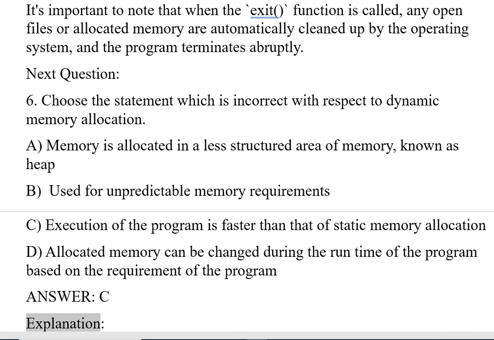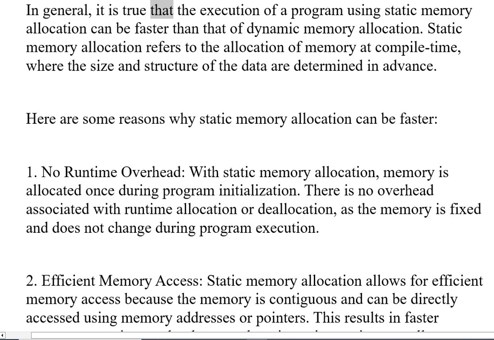Explanation. In general, it is true that the execution of a program using static memory allocation can be faster than that of dynamic memory allocation. Static memory allocation refers to the allocation of memory at compile time, where the size and structure of the data are determined in advance. Here are some reasons why static memory allocation can be faster.